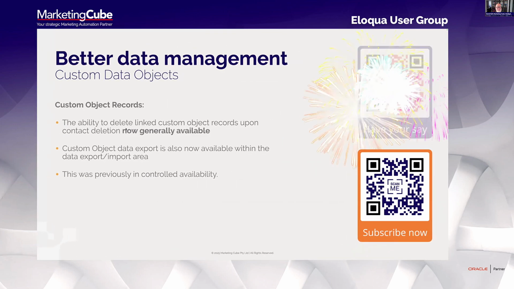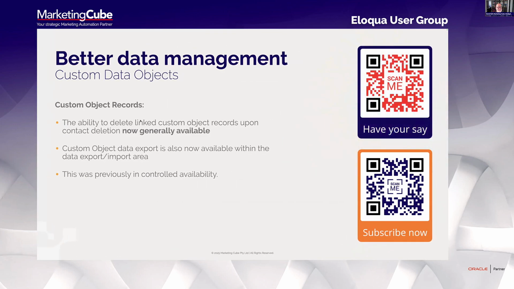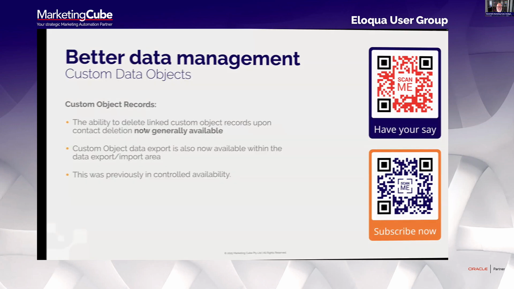Custom object records. I'm still trying to work this one out. I'll come back to you in the blog post with more details on how this actually works. But fundamentally, what we're trying to do here, I believe, is if you delete a contact from Eloqua, you're able to delete at the same time any custom object data that might be related to that contact, which is important from a data privacy point of view and holding on to data and all those sorts of things. And when a customer says, please remove me from all of your systems, well, we want to make sure we remove them from all of the systems. Other custom object updates are available, and that's now in controlled availability.